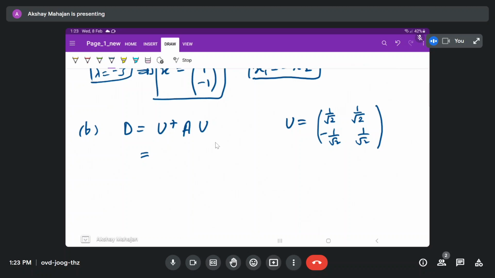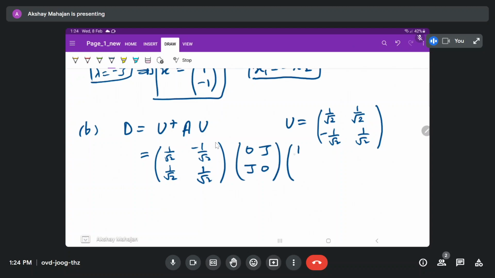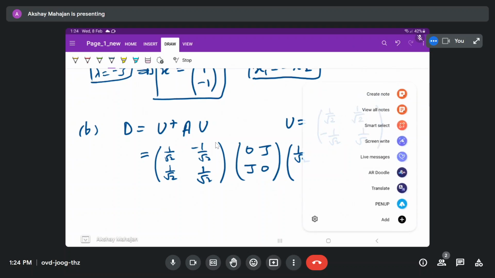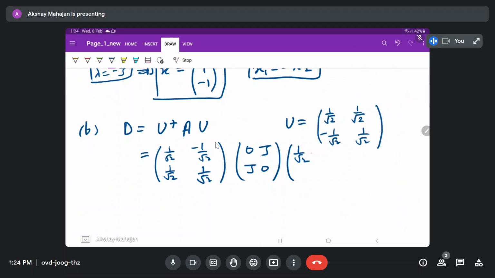Now we will take the adjoint of it, which is just taking the transpose in this case. All the elements are already here. We will have 1 by root 2, 1 by root 2, minus 1 by root 2, 1 by root 2, times our A matrix, which is 0, j, j, 0, times U, which is here you can see: 1 by root 2, 1 by root 2, minus 1 by root 2, and 1 by root 2.